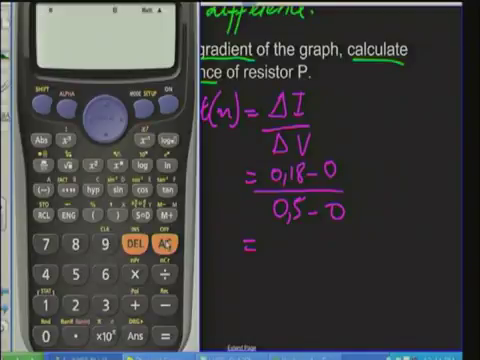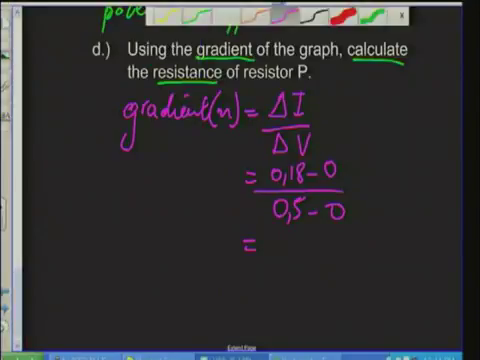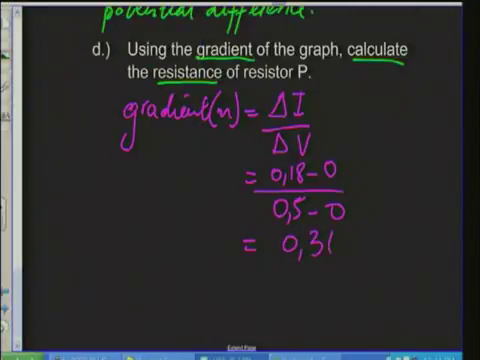Now let's use the calculator. Okay, so here we've got 0,18 divided by 0,5. What do we get as the answer? We're getting 0,36. Okay, so 0,36 as the gradient.